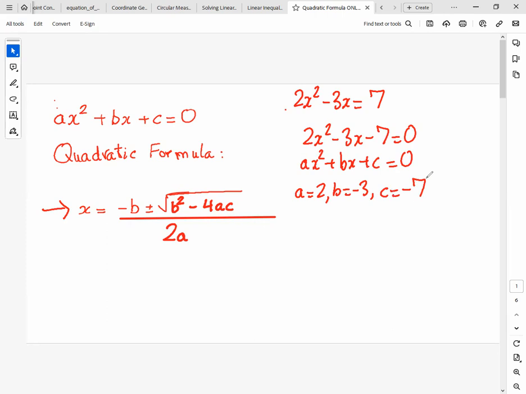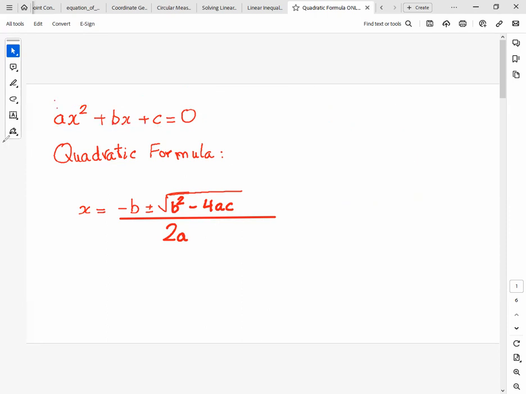So this is very important that you identify a, b and c correctly and write the equation first in ax² + bx + c = 0 form. So this is the form that your equation must be in. Okay, now we're going to look at one or two more examples of identifying a, b and c correctly.